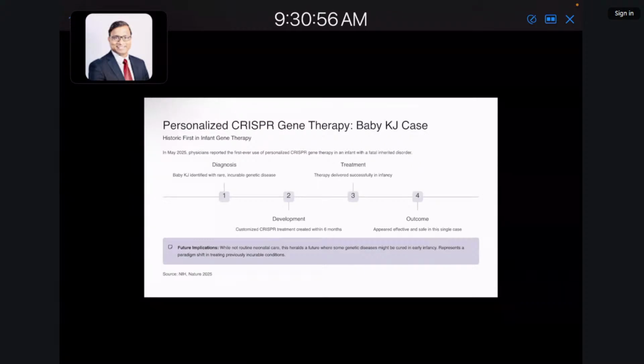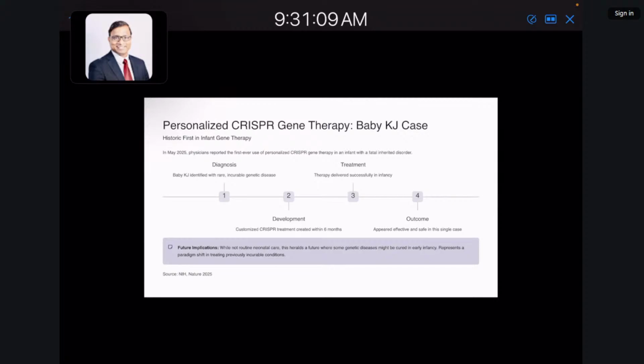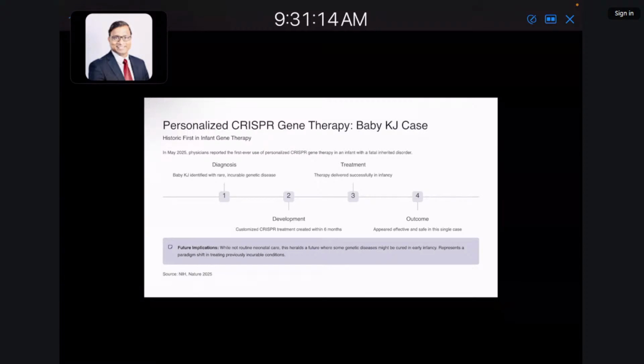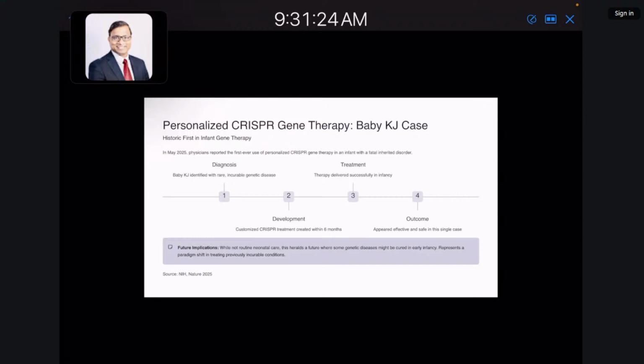Then in May 2025, we had the first successful personalized CRISPR gene therapy, which was reported in an infant with an inherited disorder. It was a case of carbamoyl phosphate synthetase deficiency, and with the help of CRISPR gene editing therapy, the cure was possible. While it is not yet routine, this represents a significant shift towards precision in genetic therapy in neonates.